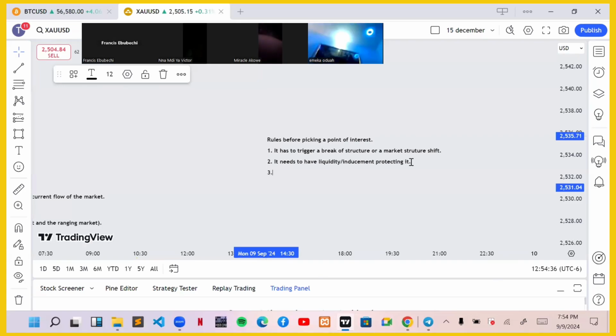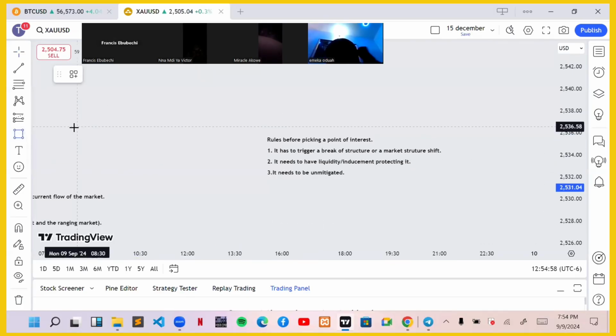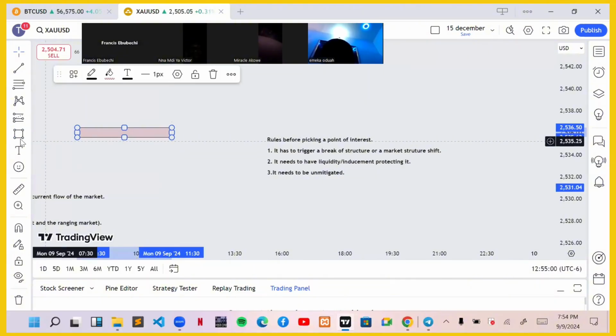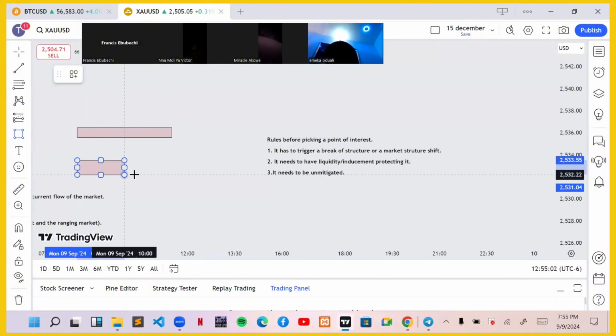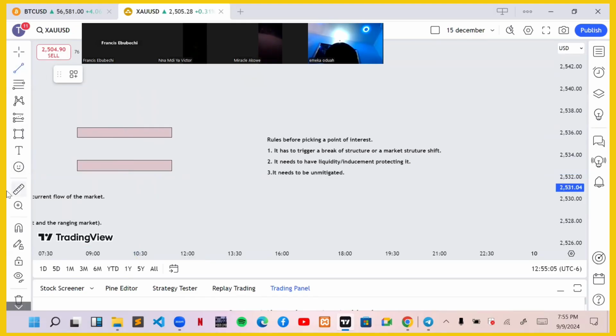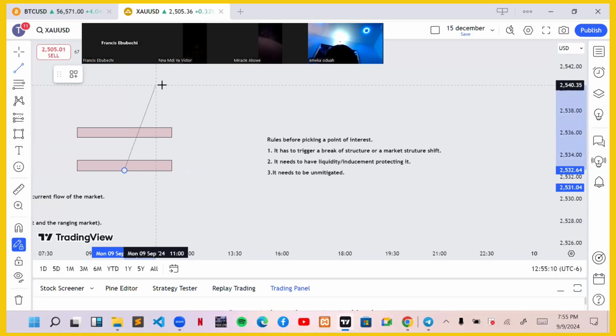The third one, it needs to be unmitigated. Now, what I mean by it being unmitigated is after price triggered a break of structure or a market structure shift, price needs to not have tapped into that zone after that break of structure or market structure shift. This is what I mean. Let's say this is my breaker block, and then this is my other block down here. And then price does something like this, and then breaks out of this zone.